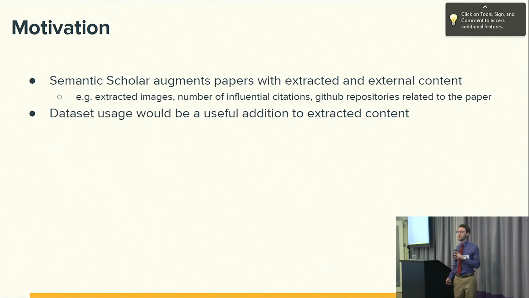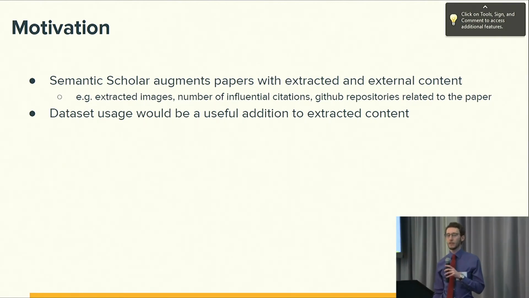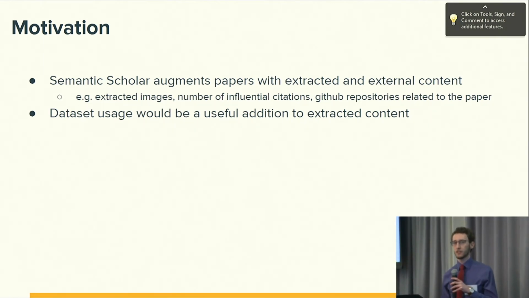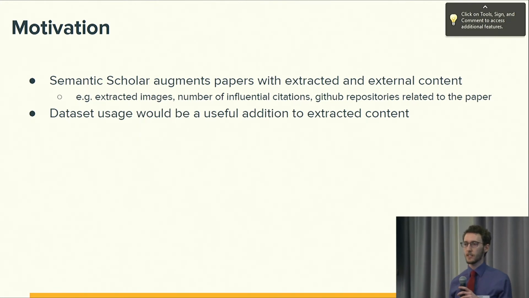The relationship between our work and this competition is that, as I mentioned, Semantic Scholar is an academic search engine, and the goal is to help researchers do more efficient and more effective research by augmenting a paper with extracted and external content. So this is things like extracting images, counting the number of highly influential citations, linking GitHub repositories, extracting entities and relations, things along this line.